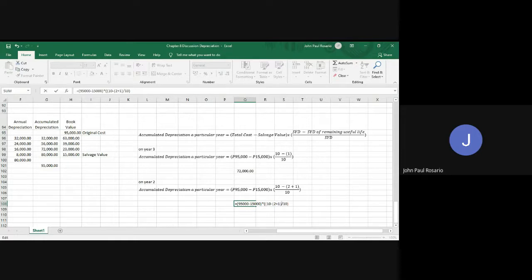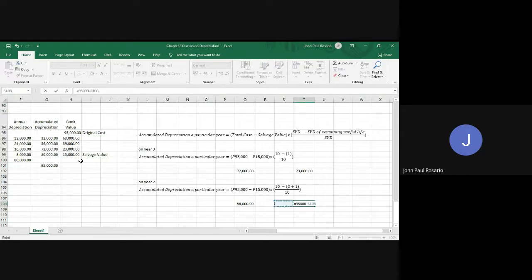Okay. Then you'll get 56,000, which is equal to here. If you want to know the book value at a particular year, for year 3, you just deduct this from your total cost. Your total cost is 95,000. You deduct this. So you'll have 32,000 of book value at year 3.